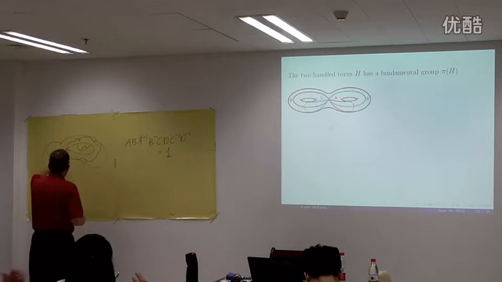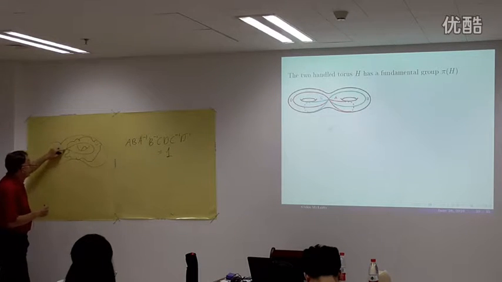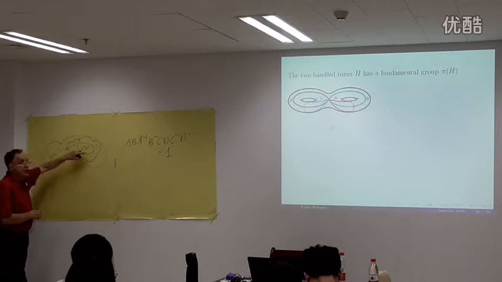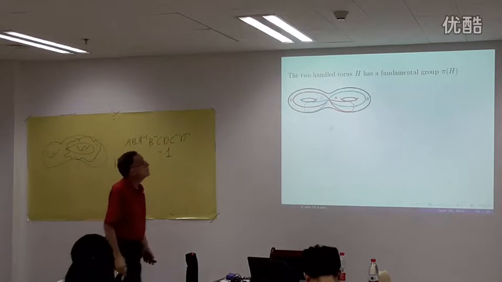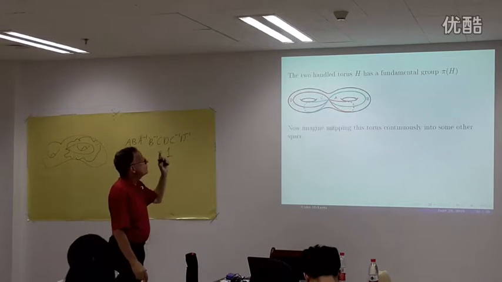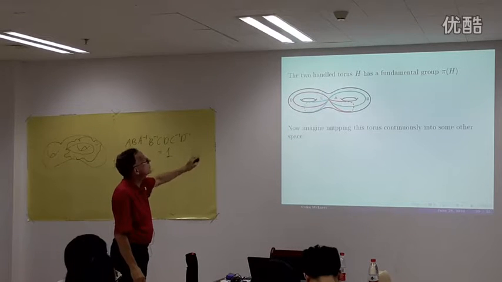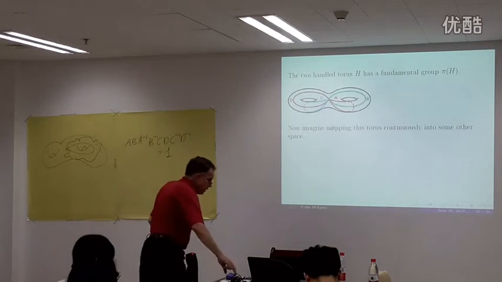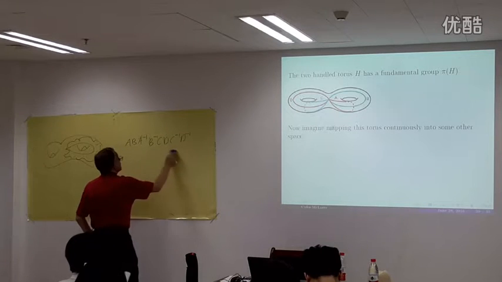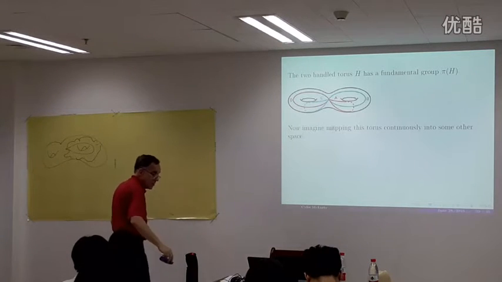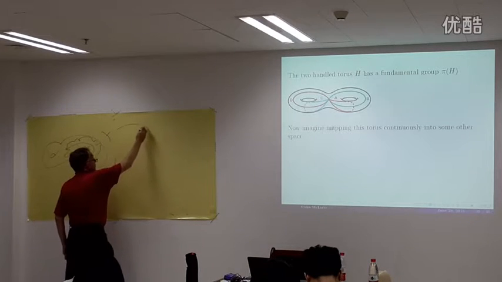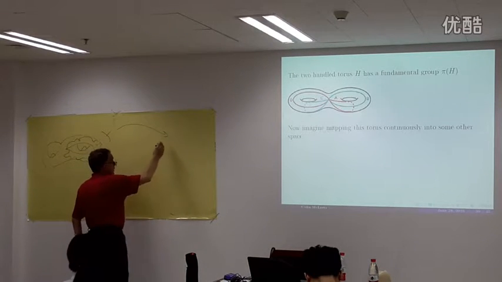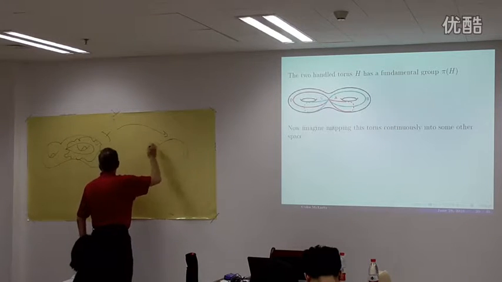So I never have to integrate around a crazy curve like this once I know the integral around this curve here, or any nice version of this curve. So this would cut a lot of ice in complex analysis. But now imagine mapping this torus continuously onto some other space. I'm going to take this torus and I'm going to map it onto, say, a sphere.